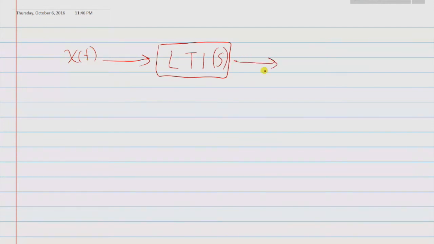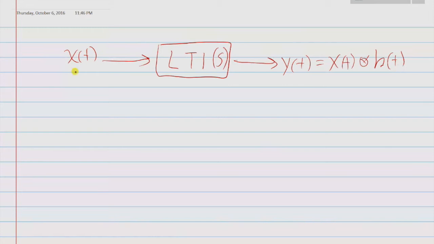So given that we have an LTI system, which stands for linear time invariant system, I'm going to draw it as a box, LTI, and this is a system, right? So given that we pass an input x of t onto the system, we want to observe the output of the system y of t as the convolution of the input with something called an impulse response.